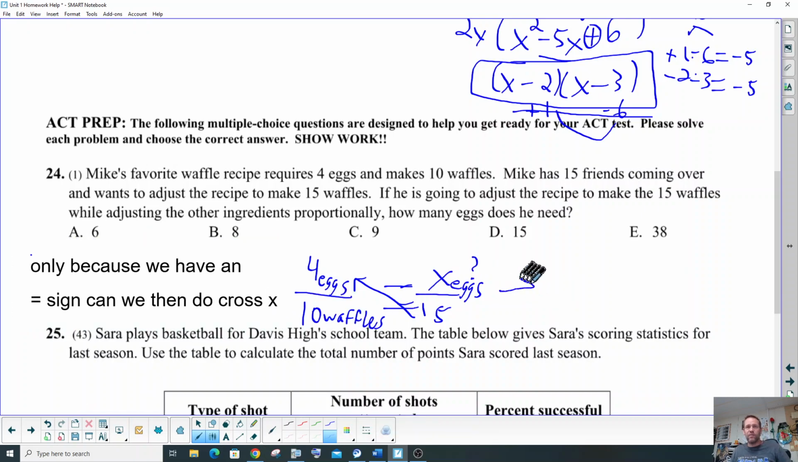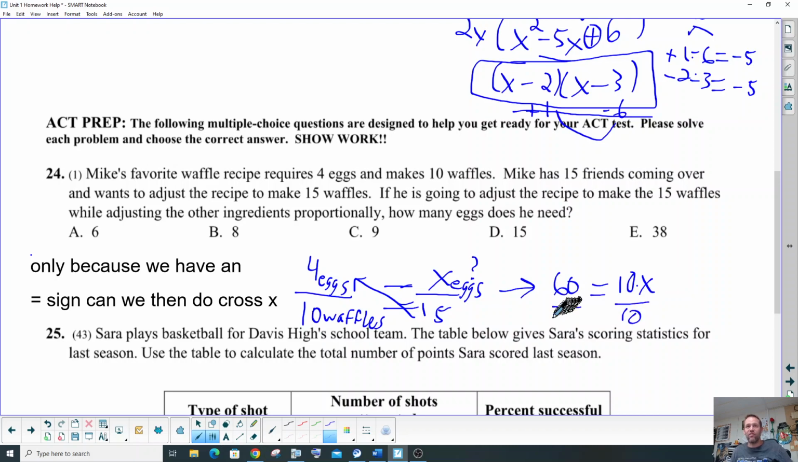So 15 times 4 is 60. 15, 15, 30, 15, 15, 30. Yep, 60 equals 10x. Good. And then we're going to go ahead and solve for x. And so how do we solve for x? 10 times x, we're going to divide.